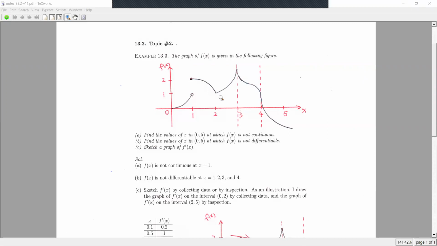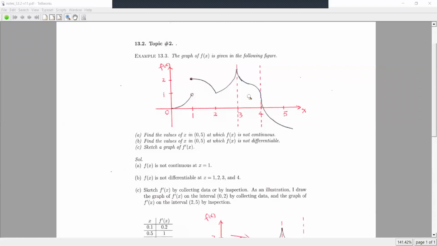At point 3, the graph has a cusp. At the cusp, the graph has a tangent line. This vertical line is the tangent line. Therefore, the derivative at 3 is the slope of this vertical line. So the derivative at 3 is infinity. But infinity is not a number. We still say that the derivative at 3 doesn't exist.